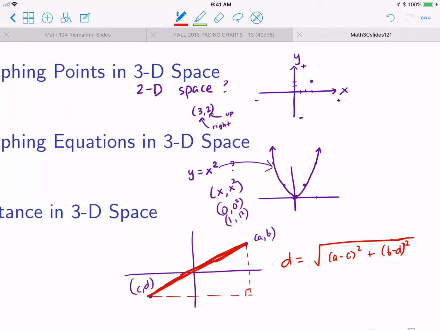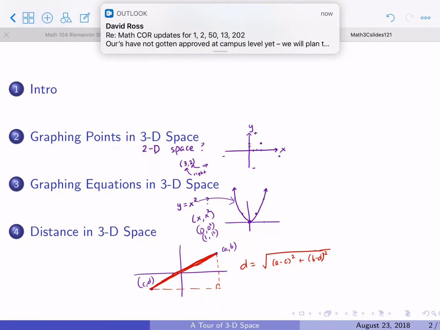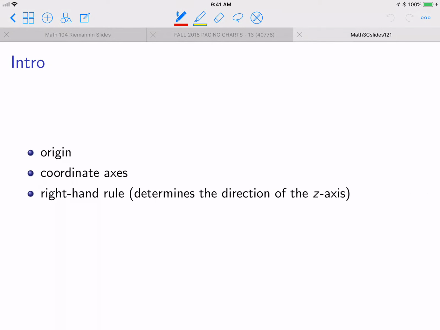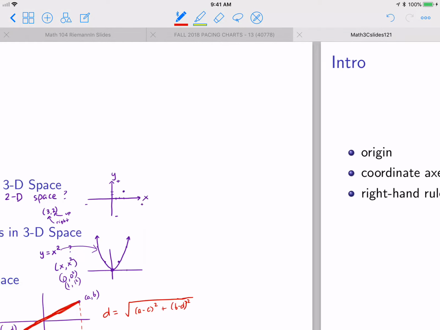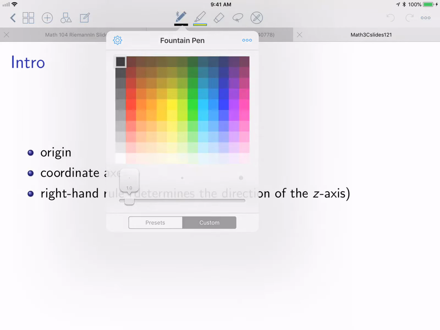So we'll have analogous versions of graphing points in 3D space, graphing equations in 3D space, and computing distance in 3D space. Okay? All right, let's get started. Okay, so what does 3D space look like? Here we're going to start off with an origin.